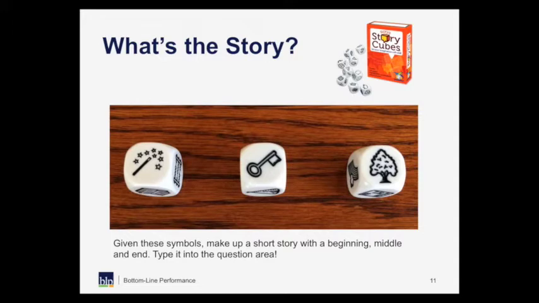So given these symbols, type into the question area, make up a short story that has a beginning, middle, and end. I'll give you an example here. Harry Potter found the key to the Forbidden Forest. That was one sentence, but I used each one of the cubes. So type in your best shot at making up your own story based off of these symbols. And then Tina's going to read those off and share them with us as they come in.